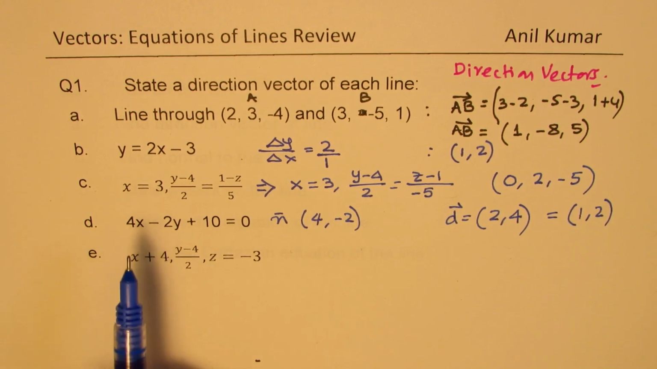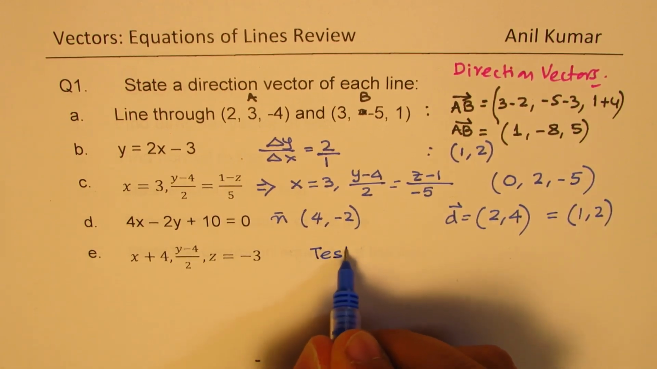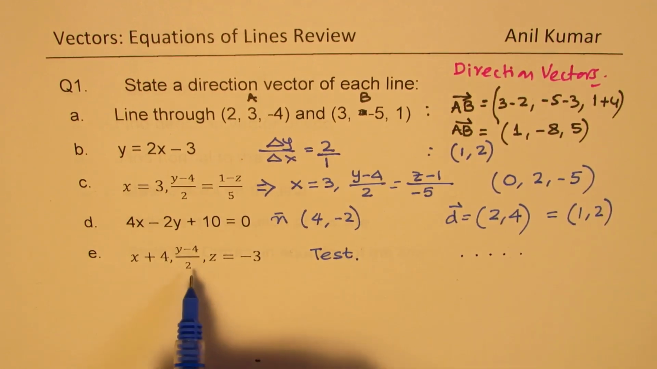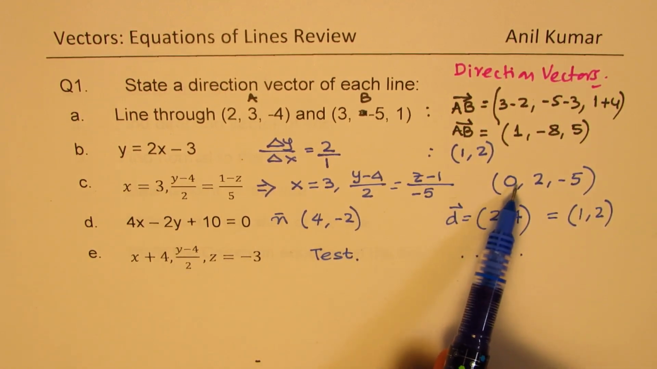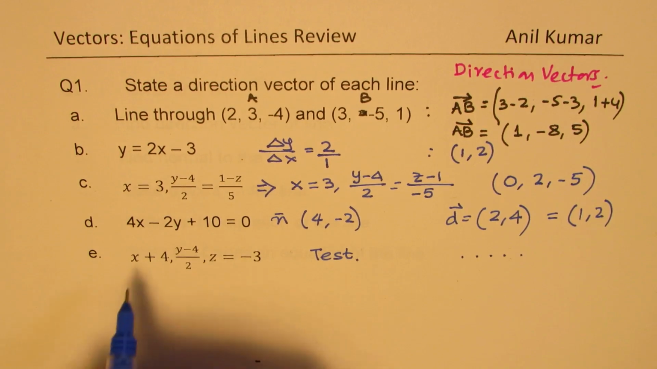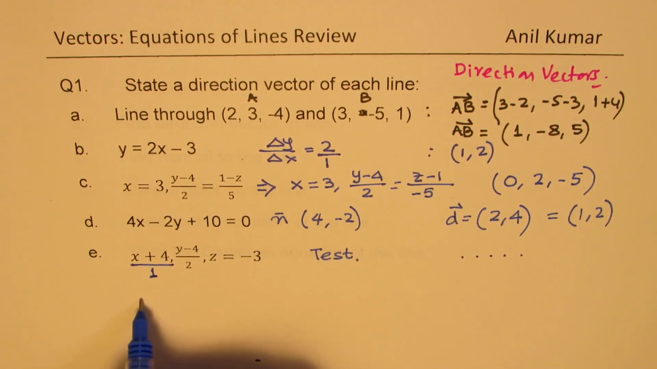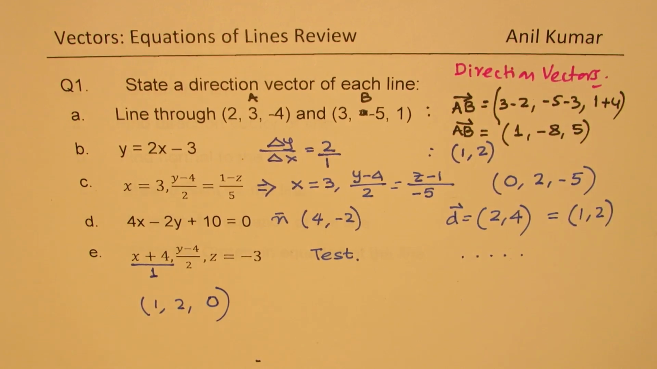Now we have one similar to part C, but I've left this for you to do. That is your test question. I'd like you to pause the video and work out the direction vector of this particular line. Here is the solution. Once again, we'll do a similar thing to what we did. We don't have to rearrange, but think like this: x plus 4 over 1. So the direction vector here is (1, 2, 0). So that is the direction vector.